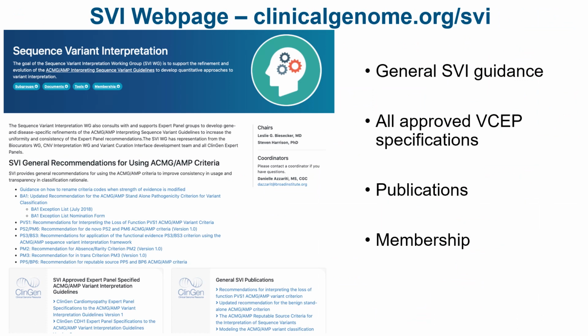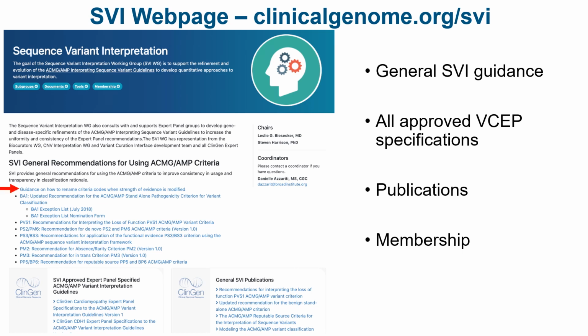As far as where to find the different guidance that SVI has put out about using the guidelines, I've shown here a screenshot from our SVI webpage on the clinicalgenome.org website. And here's where you can find general guidance. Additionally, this is where you can find all of the approved variant expert panel specifications to the ACMG-AMP guidelines. All 13 of the ones that are currently approved can be found here.